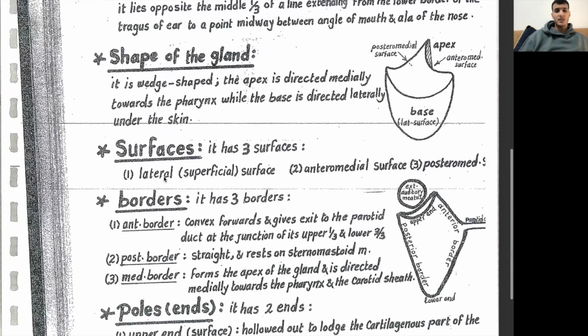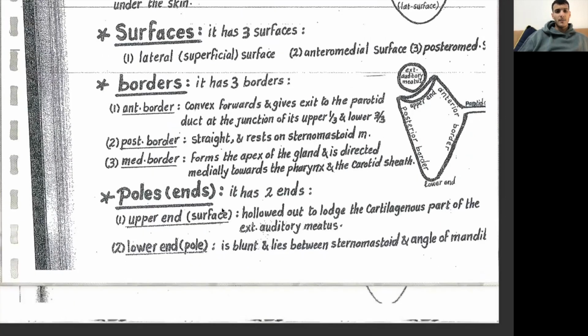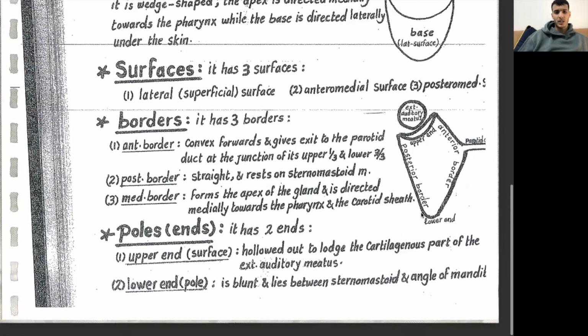So surfaces, it has a lateral surface, anteromedial surface, and the posteromedial surface. So lateral, anteromedial, posteromedial. Borders, as I said, anterior border, posterior border, medial border. And that's the anterior border, that's the posterior border, and the medial border is found inside, and it's not present here. The poles, you have an upper end and a lower end.